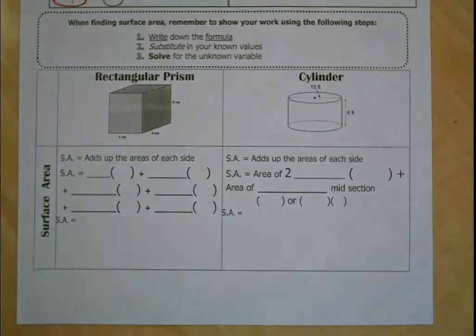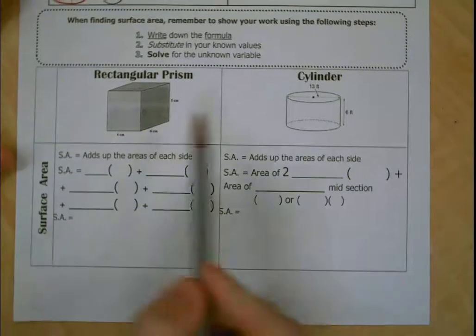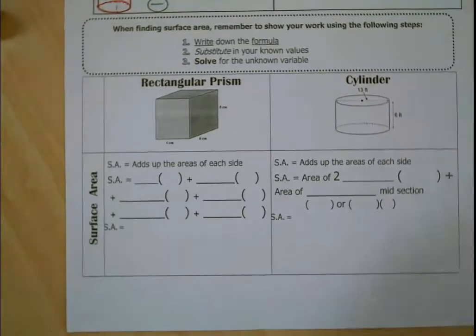Let's continue with the bottom half of our notes, where they've given us two shapes, a rectangular prism and a cylinder, for us to find the surface area of. Let us begin with the rectangular prism.